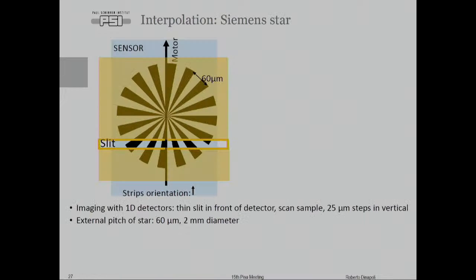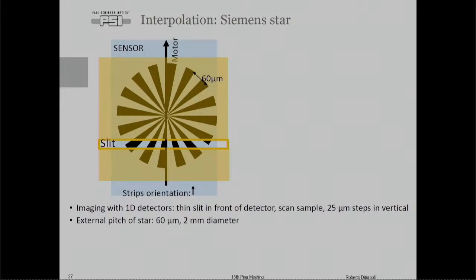So we have measured that. We have made an image of a Siemens star. Of course, it's a 1D chip, so you have somehow to photocopy your Siemens star, which has a pitch at the edge here of 60 microns. So what you do is you put a slit in front of your detector and Siemens star, and then you slide the Siemens star under the slit.